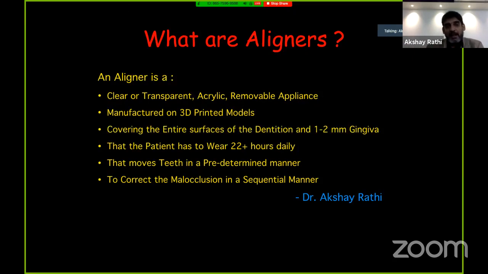First sentence, an aligner is a clear or transparent acrylic removable appliance. Yes, but aligner is not one appliance. Aligner is a series of appliances. So in the example that I'm taking, you have got 10 aligners. Now, are these 10 aligners made on the patient's impression? Are they made on the patient's models? Are they made on the patient's dies? No. These 10 aligners are made on 3D printed models of the patients. So there will be 10.